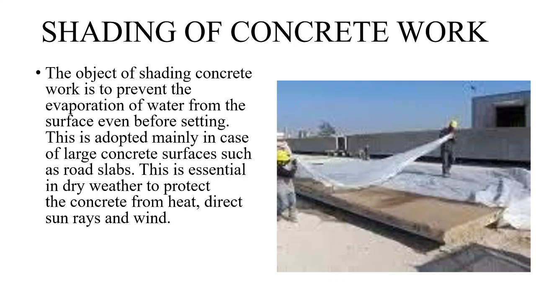In shading of concrete work, the object of shading is to cover the concrete by a suitable sheet. The object of shading is to prevent the evaporation of water from the surface even before setting. This is adopted mainly in case of large concrete surfaces such as road slabs. This is essential in dry weather to protect the concrete from heat, direct sun rays, and wind. In the photograph, you can see the persons are covering the concrete with some suitable sheet.